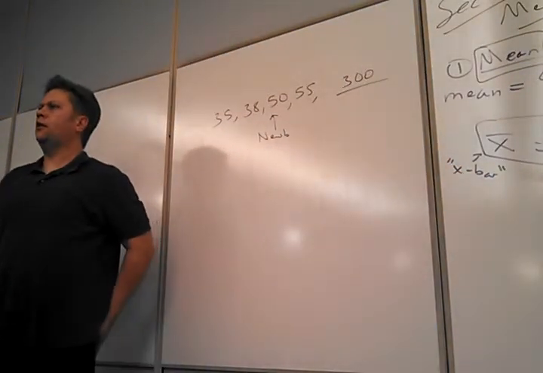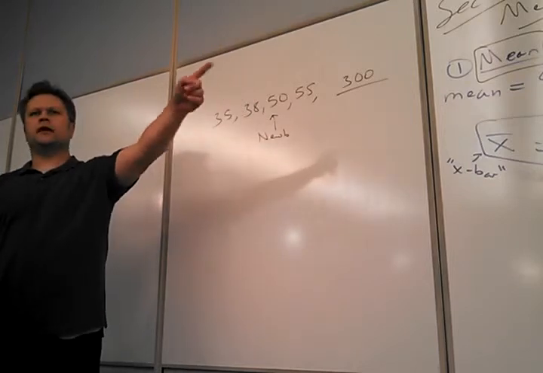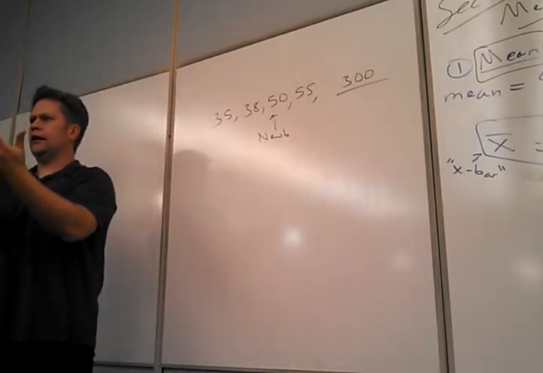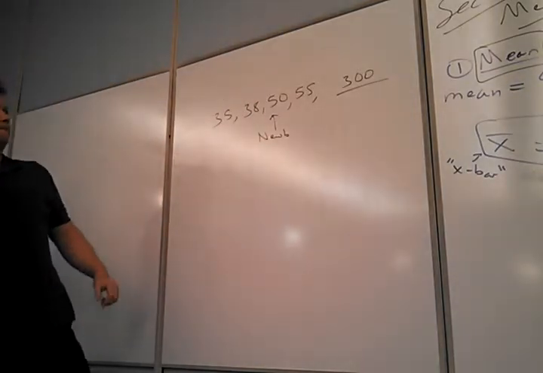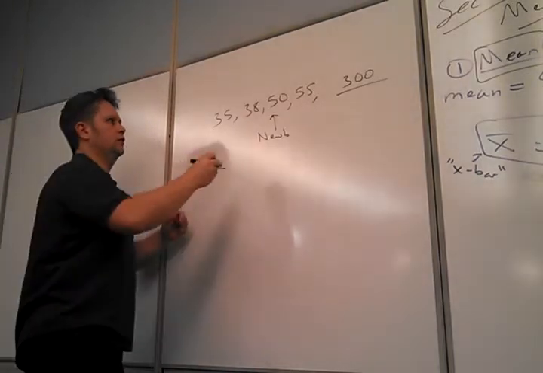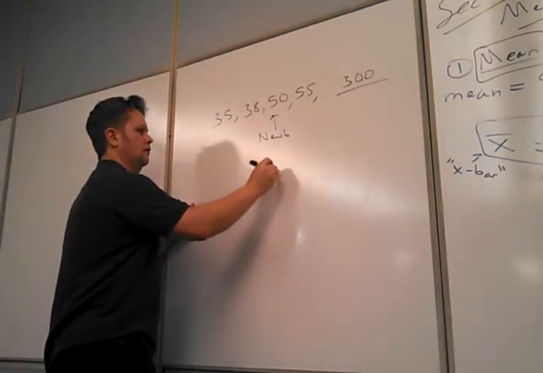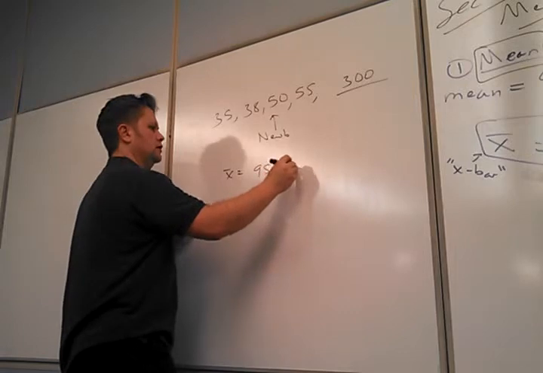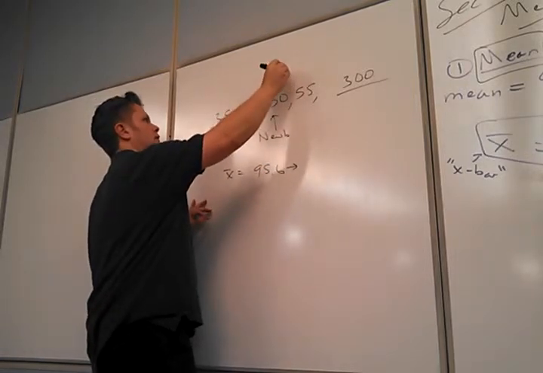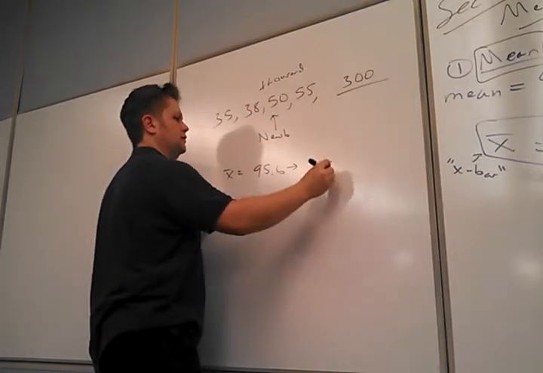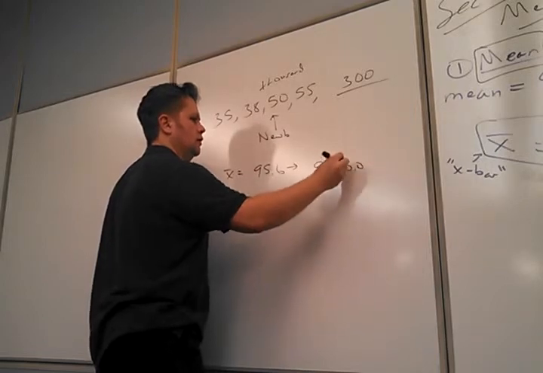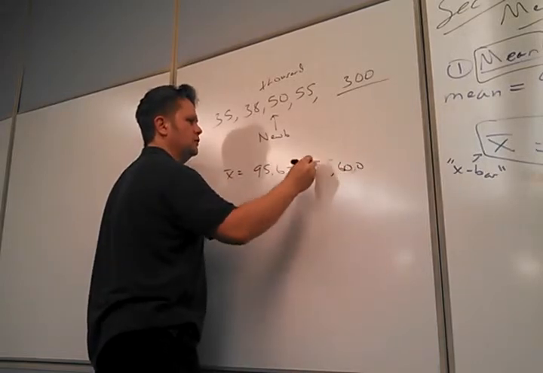Now, I'm not going to answer his question the way he asked it. I'm going to give him a better number. If I average those up, somebody help me out. How do you average those up for me? 95.6. Sweet. And what does that really mean? This is in thousands, right? So it's $95,600.